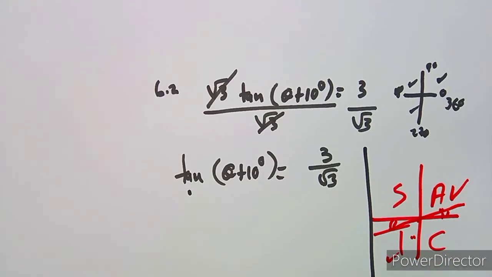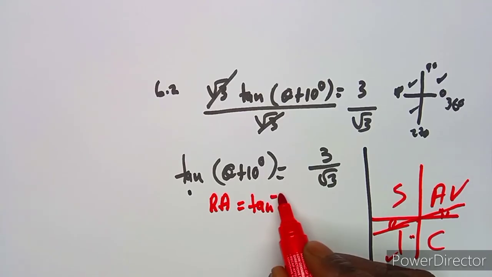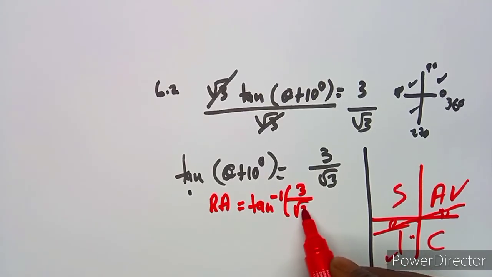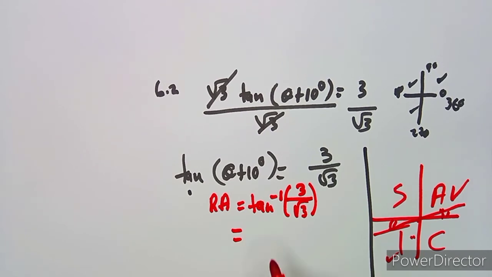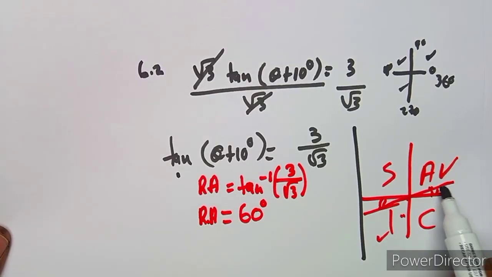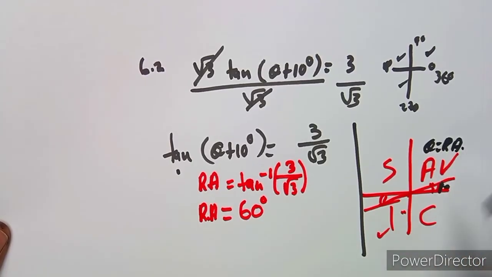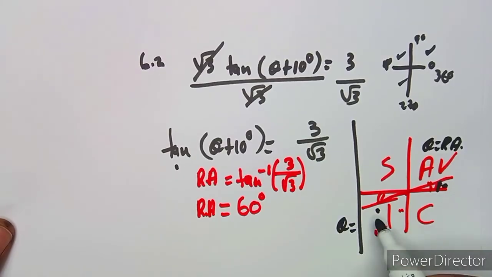So the reference angle is simply arctan of 3 over square root of 3, which in this case gives you 60 degrees. This is the angle that you're going to use to find the actual values. In the first quadrant, theta is equal to the reference angle. In the third quadrant, theta is equal to 180 degrees plus the reference angle.